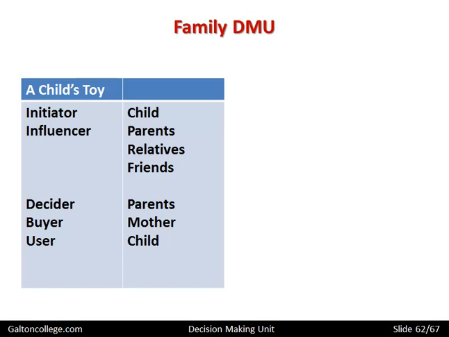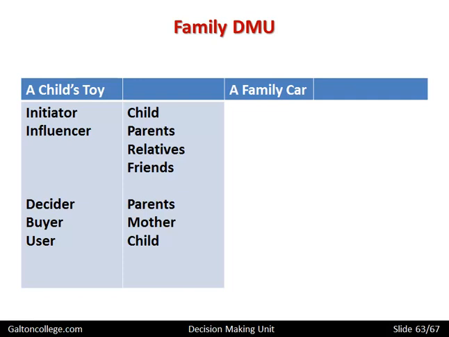So we've got initiator, influencer, decider, buyer, and user. And we're just talking here about a child's toy. So with small purchases, we don't normally break them up into all of these areas, but they're all there. If we look carefully, we'll see all of these in even a very small purchase like a child's toy.